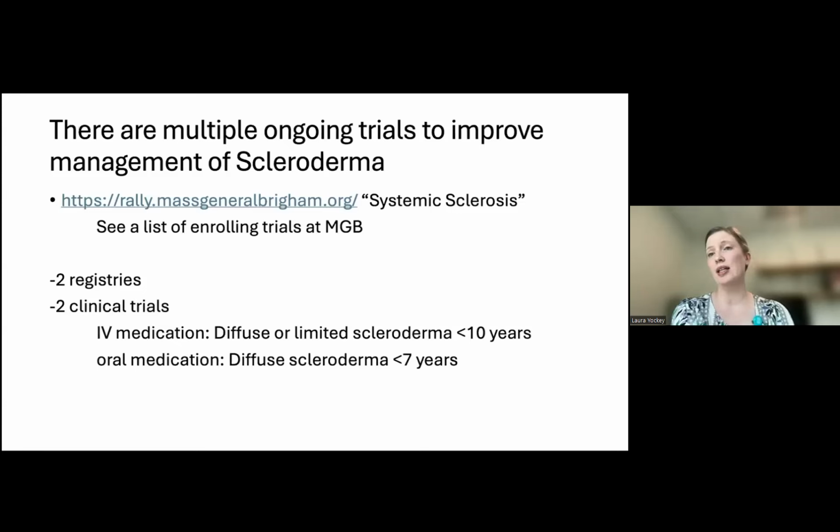Again, in addition to the treatments I talked about, there are multiple ongoing trials to try to improve management of scleroderma. We have a couple here at MGH that you can look into the details of through the Rally website at Mass General that provides more description of them and how to reach out to us if you're interested in learning more.